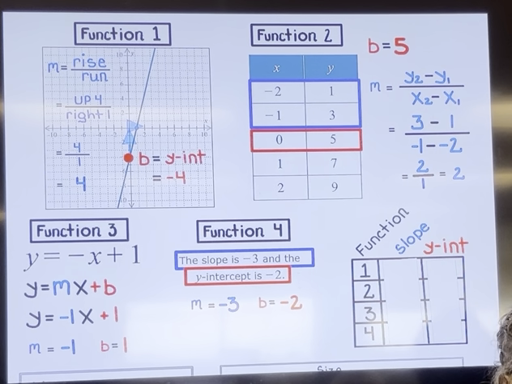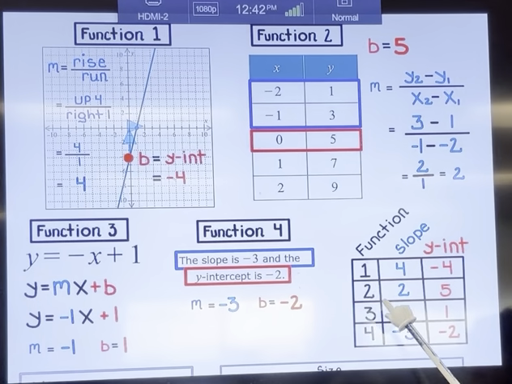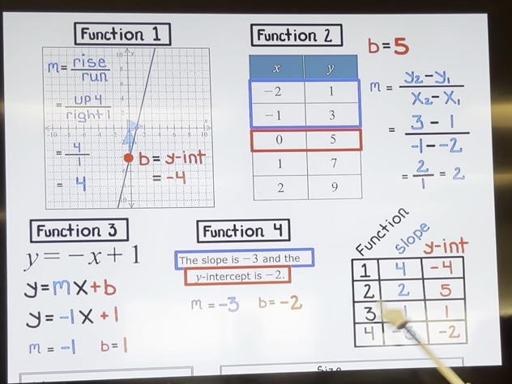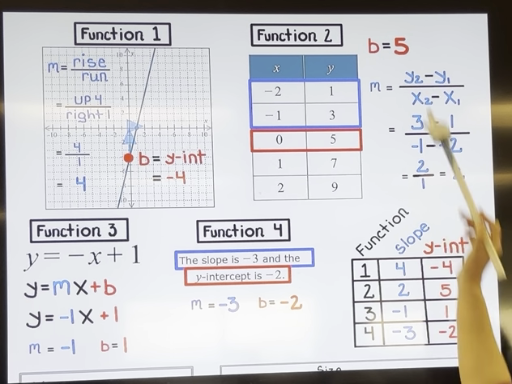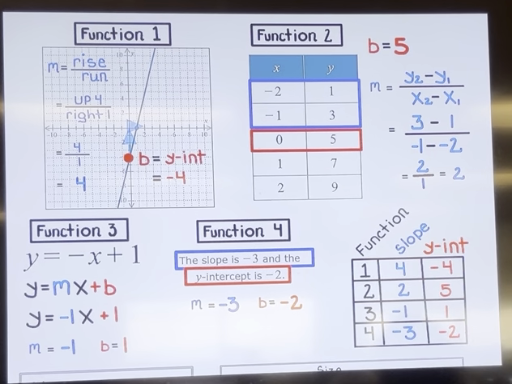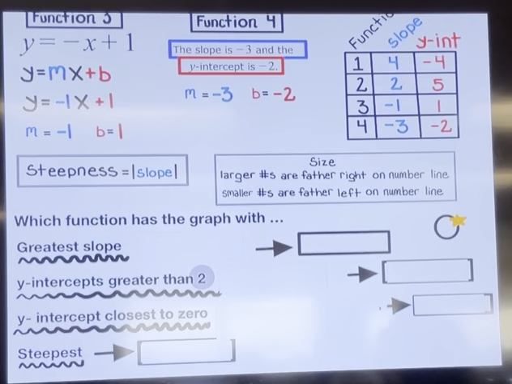So b is -2. Now that we've found the slope and y-intercept for all 4 functions, I'm just making myself a table to organize the information. So if I organize that information here, function 1 had a slope of 4 and a y-intercept of -4. Function 2 had a slope of 2 and a y-intercept of 5. Function 3, slope and y-intercept. And function 4, slope and y-intercept. Now that I know that, let's answer some questions.